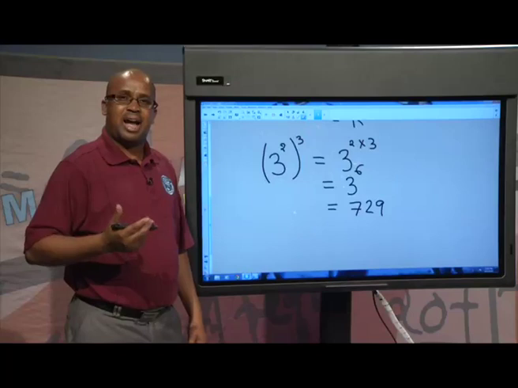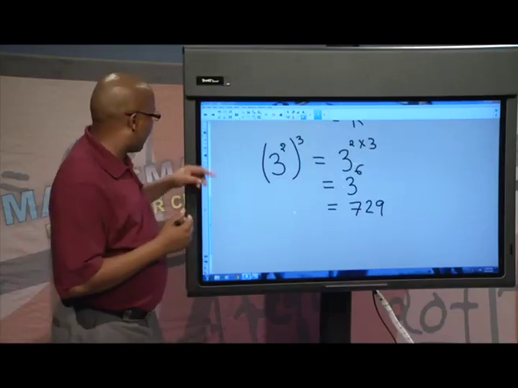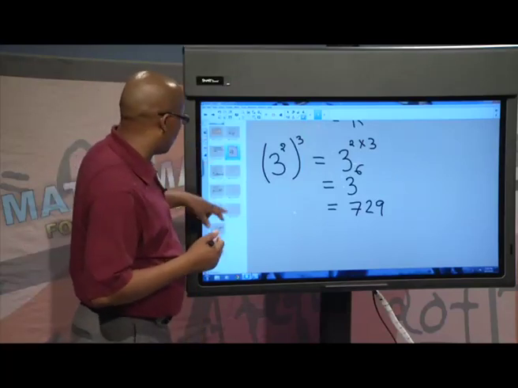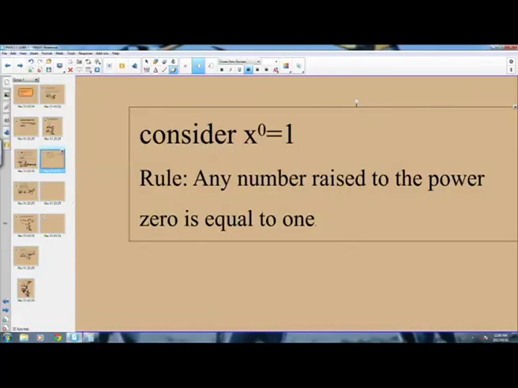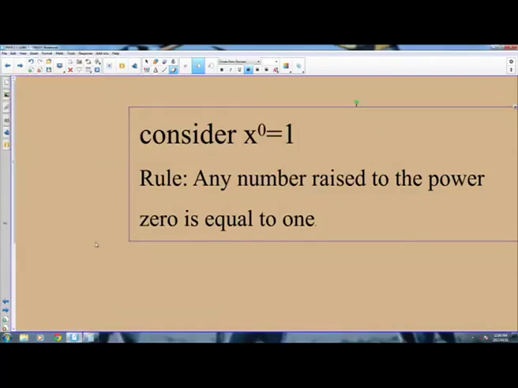And then I want us also to look at another principle which is of importance to you. Let us consider x to the power 0 to be equal to 1. The rule is any number raised to the power 0 is equal to 1. And then let us have a look at how this rule can be useful to us. Any number raised to the power 0 is 1. How can this be useful to us?